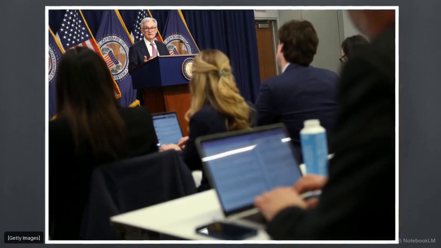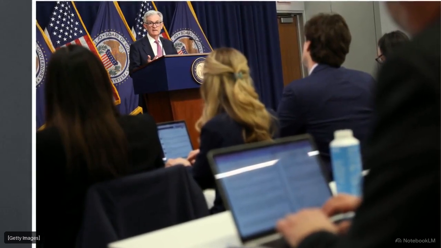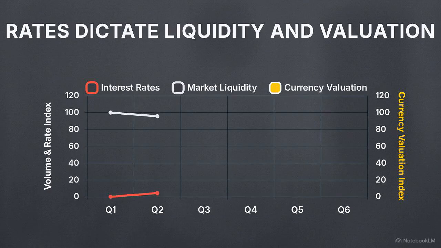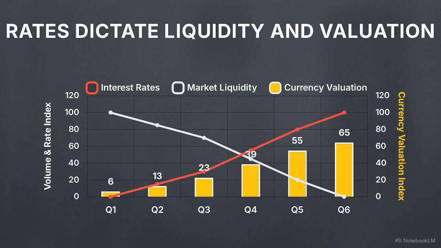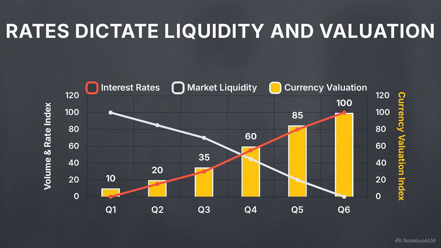The primary driver is the Federal Open Market Committee, or FOMC. This branch of the Federal Reserve sets baseline interest rates for the U.S. dollar. Interest rates operate on a mechanical inverse relationship. Higher rates constrict market liquidity, but increase the valuation of the domestic currency.